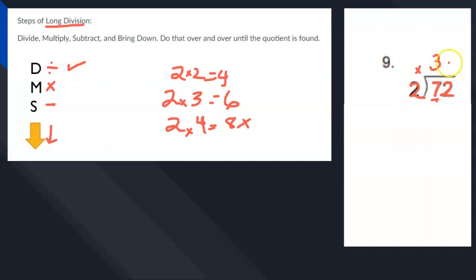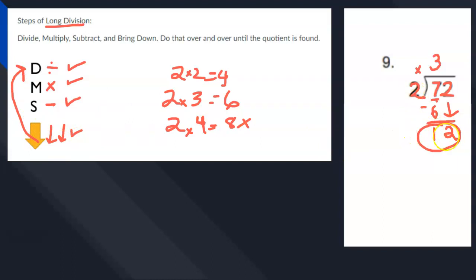Now we multiply. 3 times 2 equals 6. Check. What now? Oh yes, subtract. 7 minus 6 equals 1. Check. Bring down the next number, which is a 2. Check. Uh-oh, what do I do? 9 times out of 10, this is where kids are like, what do I do here? Start back over. But you're starting with the number 12.